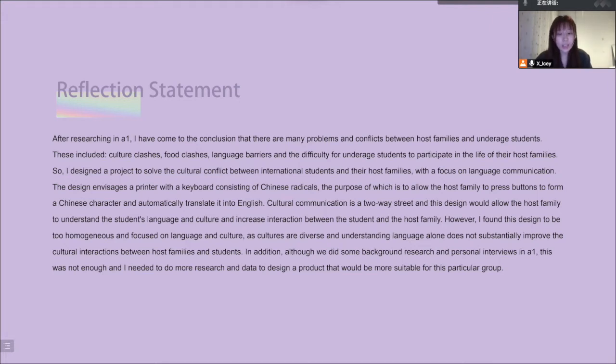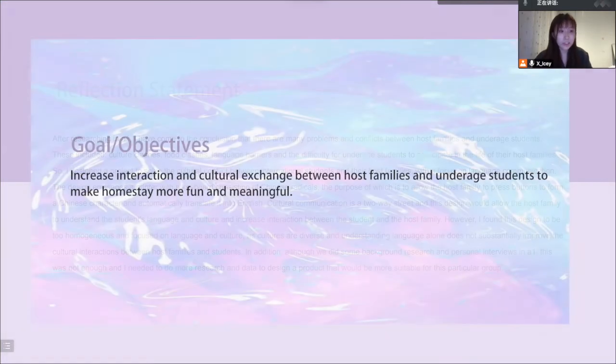In Assessment 1, I designed a project to address the cultural conflicts between students and their host family, with a focus on language communication. The design is a printer with a keyboard made up of Chinese radicals, the aim of which is to allow the host family to press the button to form a Chinese character and automatically translate it into English. However, I found this design to be too simple, focusing only on language, and simply resolving language conflicts doesn't improve the cultural interaction between host family and students.